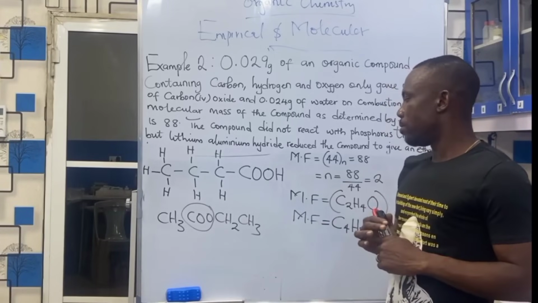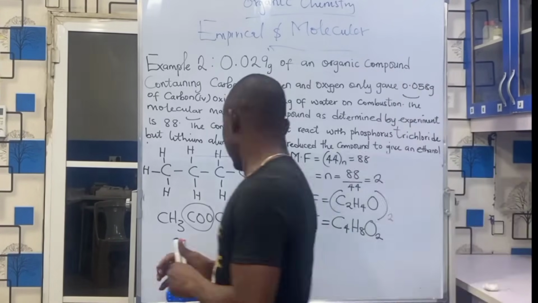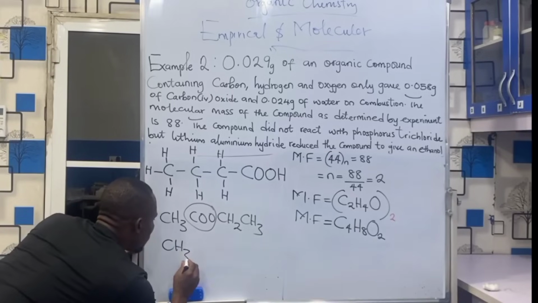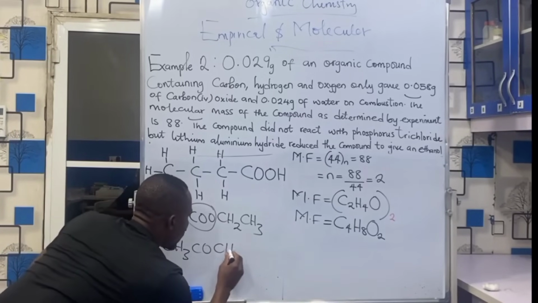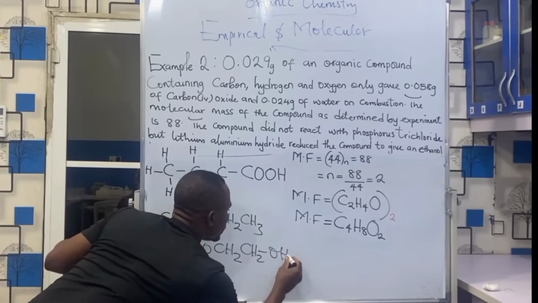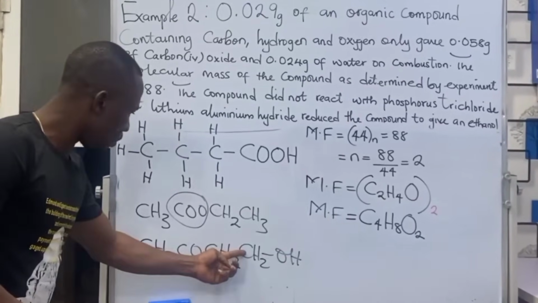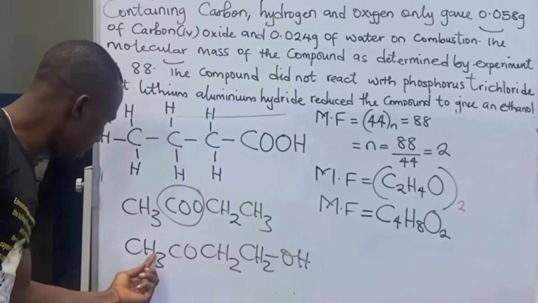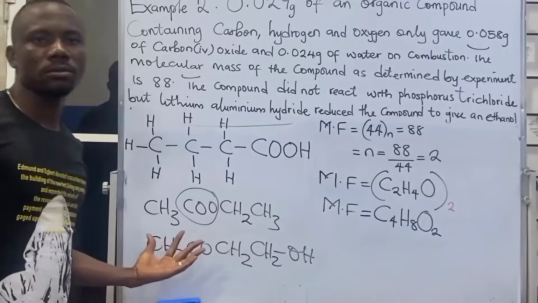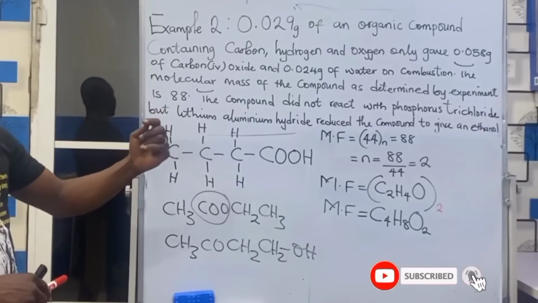An alcohol with a ketone can be formed with this. Let's see how we can play around with that. We can have CH3COCH2CH2OH. 1, 2, 3, 4, 4 carbon. Hydrogen: 3, 5, 7, and 8. How many oxygen? 1, 2. So this is another compound still deriving from this place.